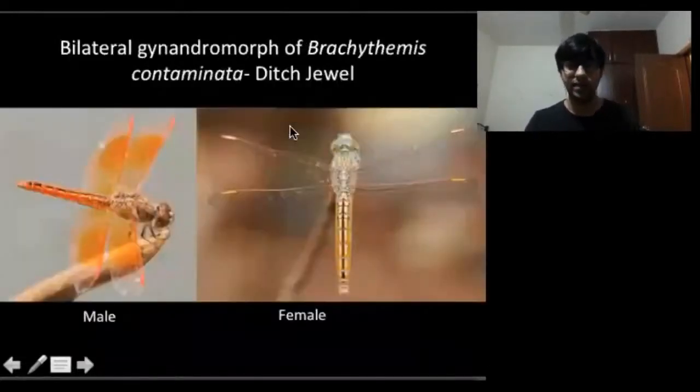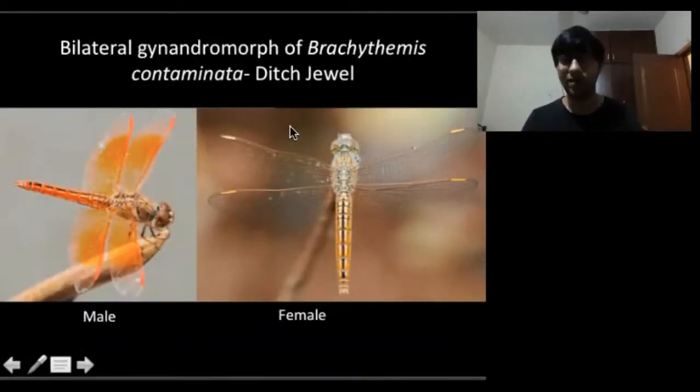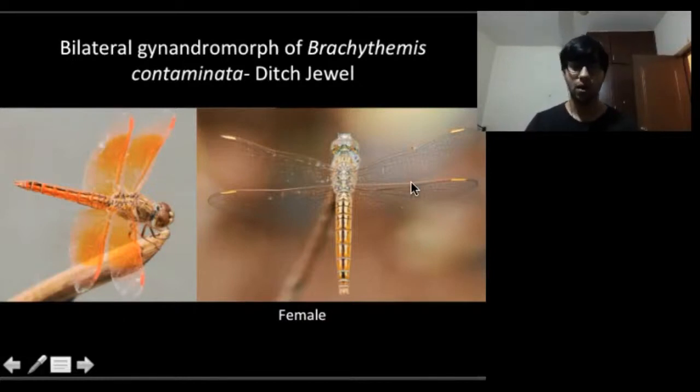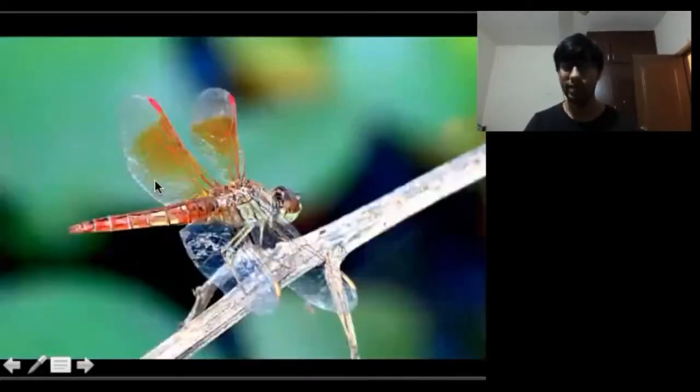And in dragonflies and damselflies, this was only known for about 20 to 25 individuals across all 6,000 species, and this has not been recorded anywhere in India so far. So we reported this recently for this species called ditch jewel, where the male generally looks like this and the female looks like this. But a contributor called Janice Patel photographed this male which has both colorations.